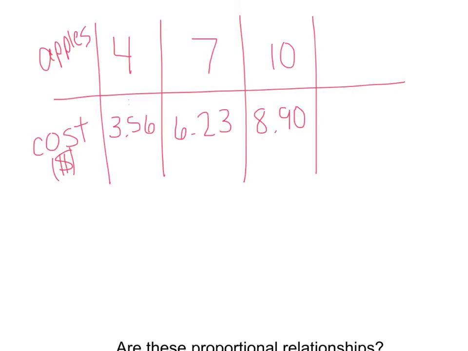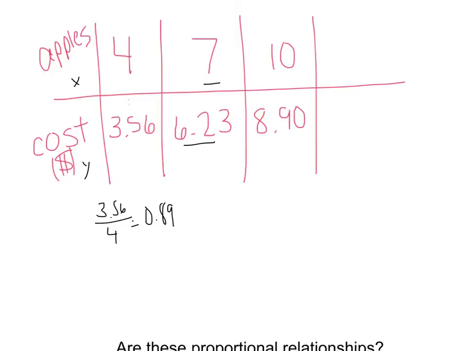Sometimes you'll see problems like this where you'll be given a table and you'll be asked if this represents a proportional relationship. So to find out here, let's divide our y by our x. And in a table, the number or the variable that comes first will be our x, and the second one will be our y. Okay, so let's do 3.56 divided by 4, and we get 89 cents, so 0.89.